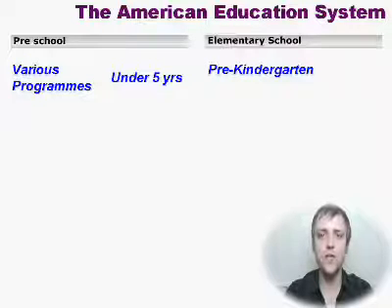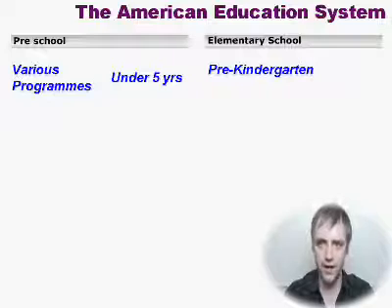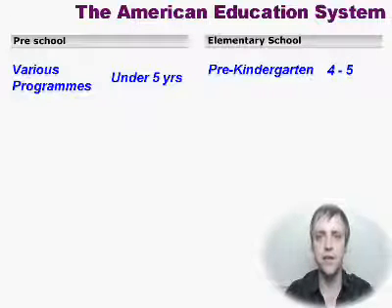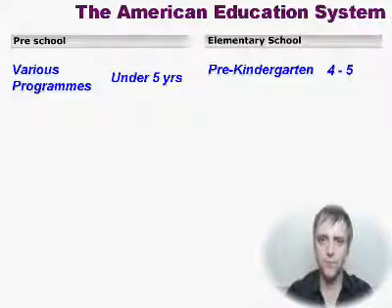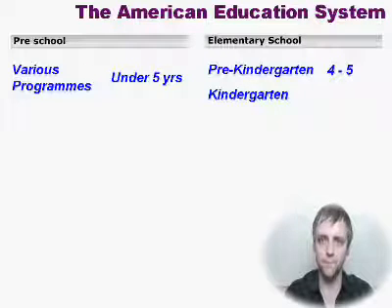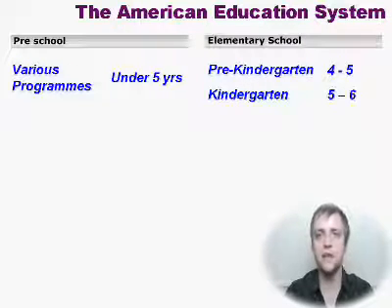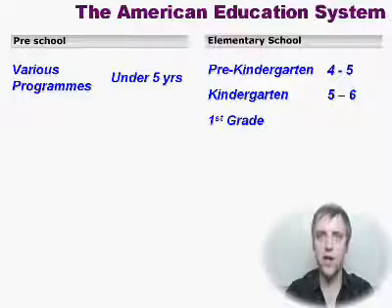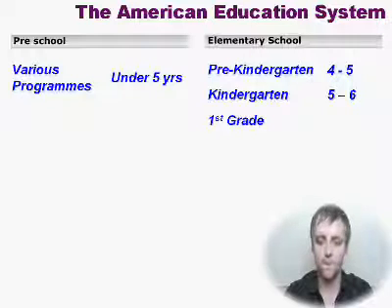For elementary school, it starts with pre-kindergarten age. Okay, and that is from around 4 to 5. So there is a kind of crossover, okay, between the preschool and elementary school. Then we have kindergarten proper, okay, and that is from the age 5 to age 6. Then first grade. Here's what we call our grades now in the American system, okay. Grades in British English, these would be years, okay. 6 to 7 is first grade.